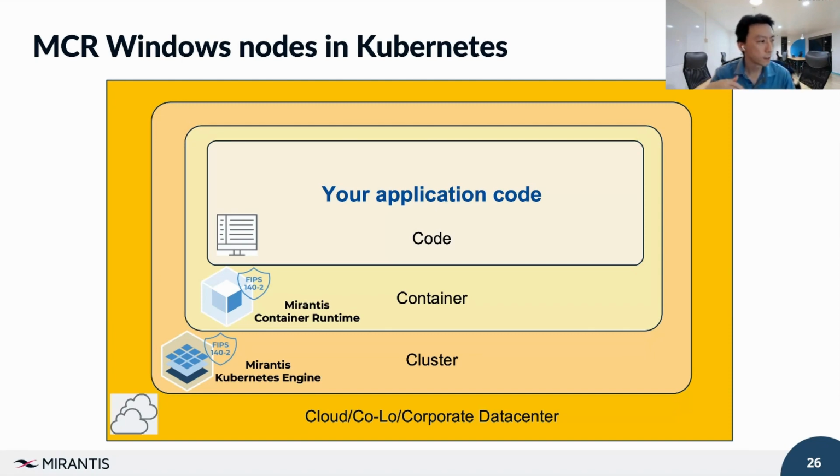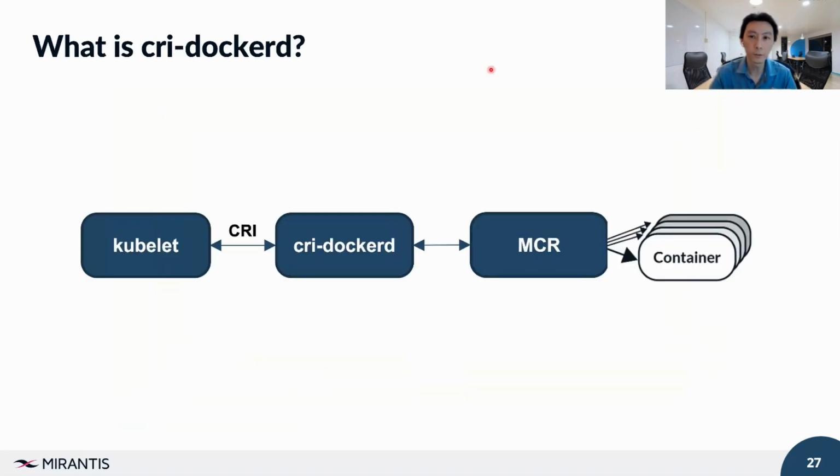Now, the way that the Mirantis Container Runtime works on any Kubernetes distribution is through cri-dockerd. So regardless of what Kubernetes distribution you use, as long as it is CNCF certified, it'll interact the exact same way. So when the kubelet needs to execute or run a pod, it communicates with cri-dockerd, and then the CRI commands get translated into Docker commands, which allows Kubernetes to interact with MCR just like it would any other CRI compatible runtime.